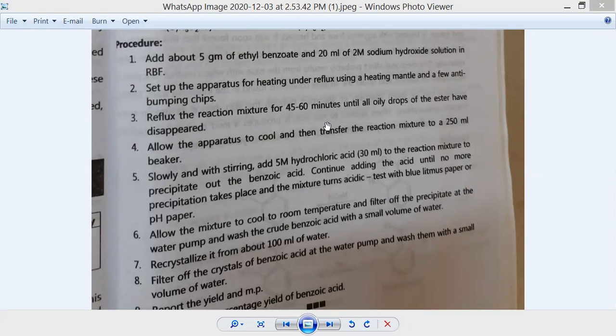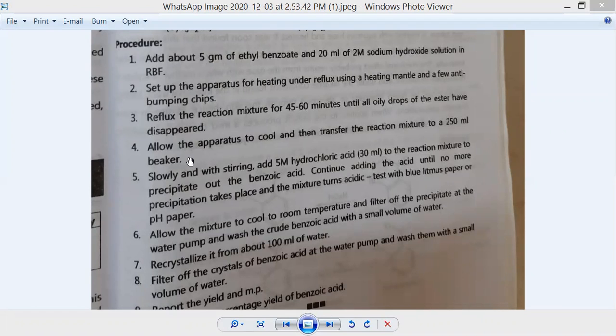So we have to keep this reaction mixture for 45 to 60 minutes until all the oily drops of ethyl benzoate have disappeared. जोपर्यंत ऑइली ड्रॉप्स डिसअपियर होत नाही तोपर्यंत म्हणजे अप्रॉक्सिमेटली 45 to 60 मिनिट्स आपण ते रिएक्शन मिक्सर हीट करणार आहोत. Allow the apparatus to cool and then transfer the reaction mixture to the 250 ml beaker slowly and with the stirrer.